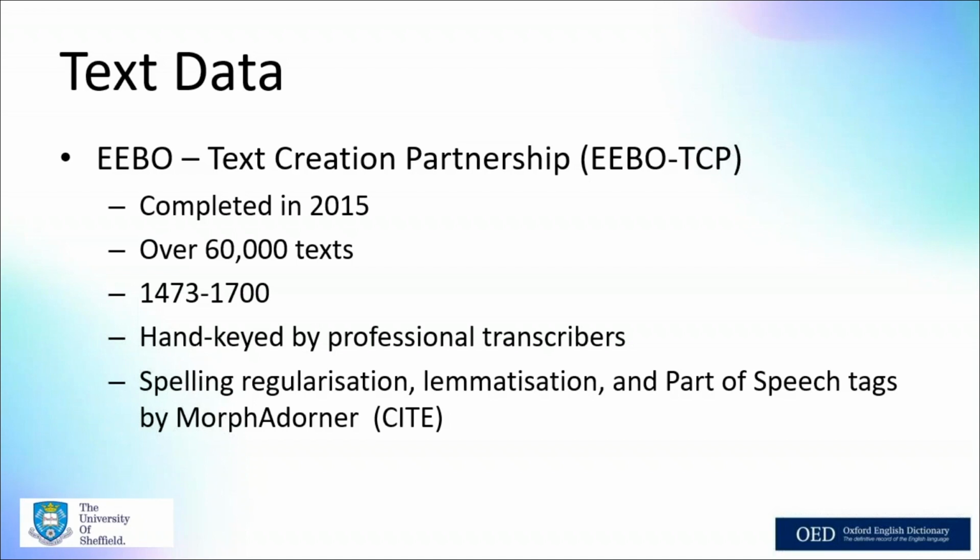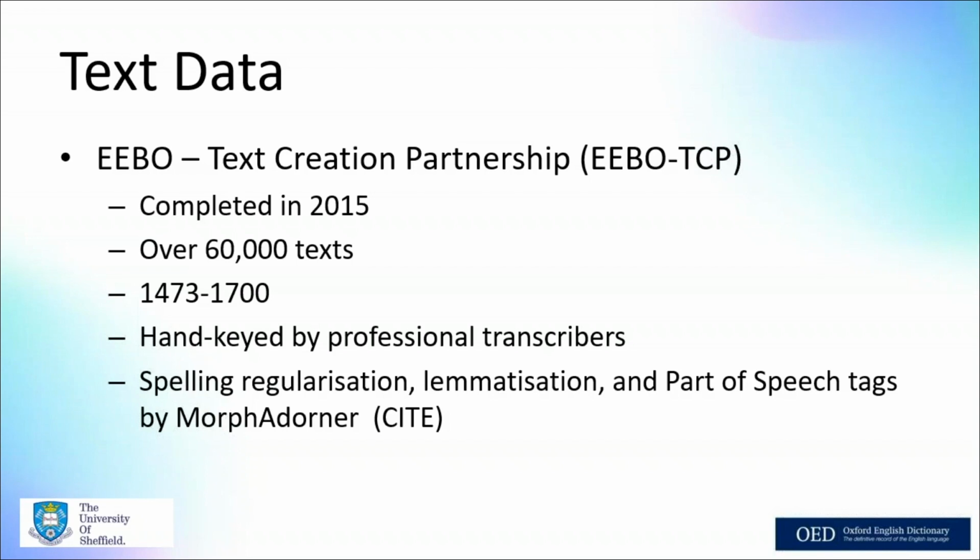Once we have text files, we are able to interact with those text files from early modern English texts with a process of spelling regularization. That means, of course, that because words could be spelled in a variety of different ways in the 16th and 17th centuries, there isn't a great deal of spelling standardization at the time.